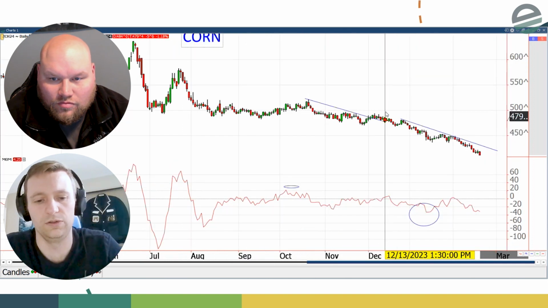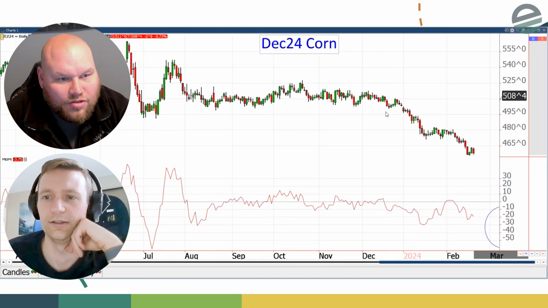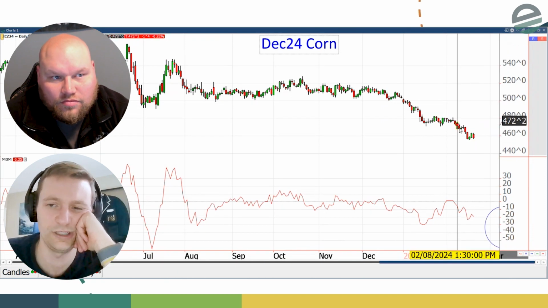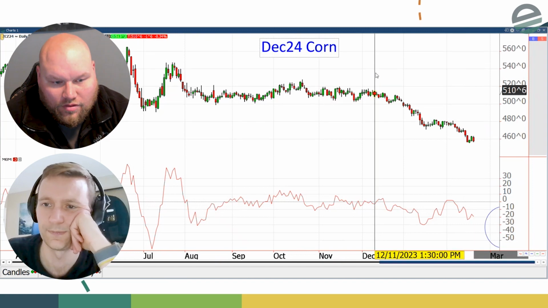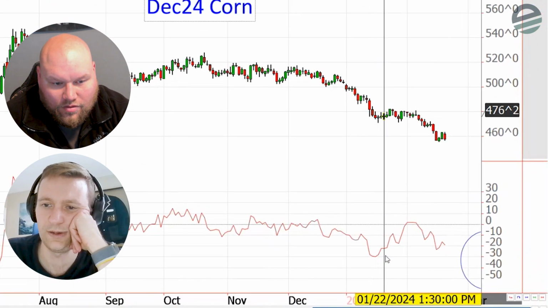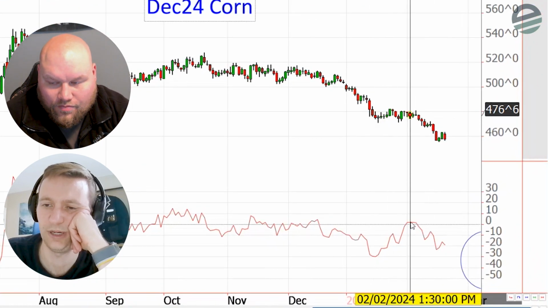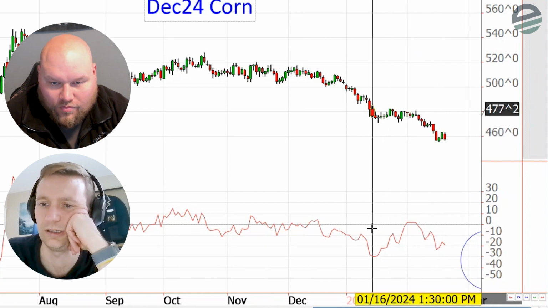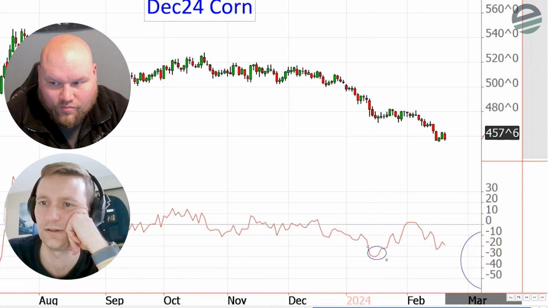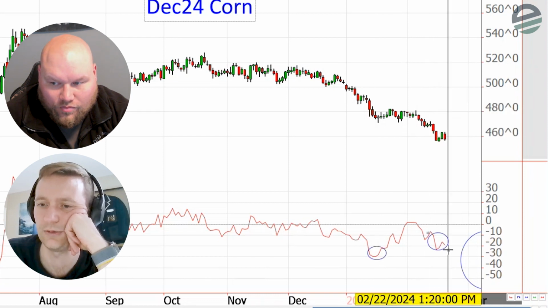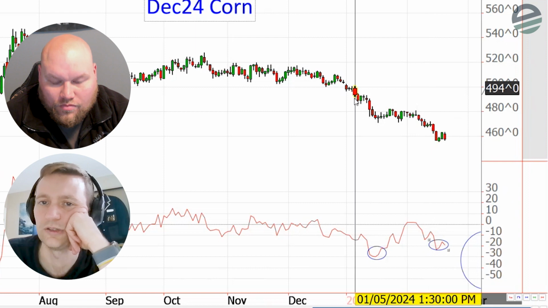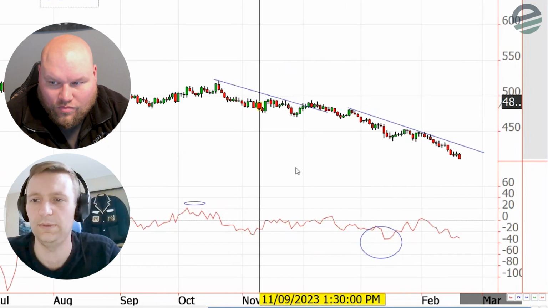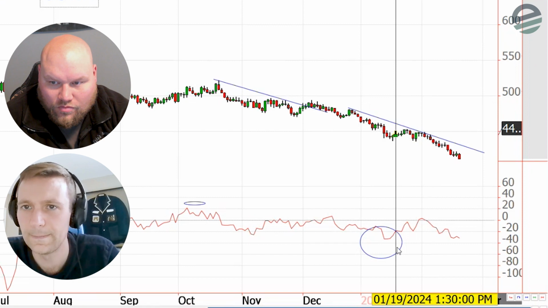And then if you go to, I'm going to use Christmas corn here. Dec 24, Christmas corn. Christmas corn looks like it's actually a little bit more friendly than nearby March corn. Because here you have an attempt to break out, failure, but then now you're at least trying to put in a higher low here, at least in terms of momentum, which would tell you that the rate of change in the downtrend is declining. So let's go back real fast. March. Yeah, March. Yikes.